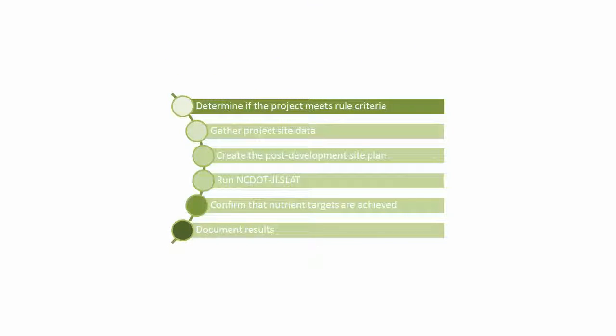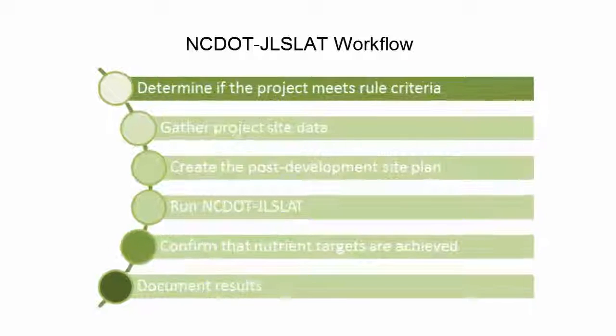This video provides an overview of the NCDOT Jordan Falls Lake Stormwater Nutrient Load Accounting Tool, or NCDOT JSLAT. NCDOT JSLAT is an Excel-based model used to estimate nitrogen and phosphorus loads exported from new non-road development projects. The workflow for using NCDOT JSLAT on new development projects will involve 6 steps.